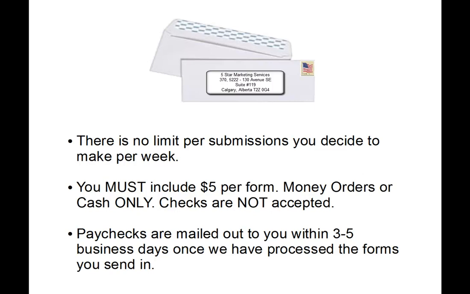If you want to take the time to go to a financial institution and get a money order made out, you make it out to 5-Star Marketing Services. Unfortunately, at this time, we do not accept checks. They won't be accepted in the mail, and that's just because of the small amount, and as well because of the processing time. It's to avoid getting your payment back to you.